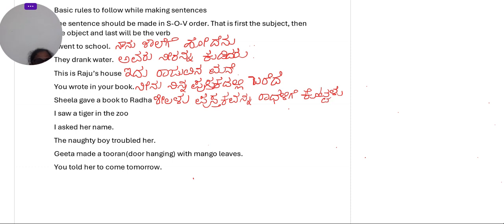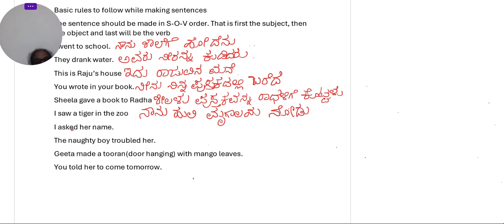Today let us look at these sentences. I saw a tiger in the zoo. Now let us break it down as SOV. So I is the subject. We write that as Nanu. Then tiger is the object, huli. And in the zoo, so we will write zoo here, Mrugalaya. The verb is saw, so first we will write it in its basic form, which is see, which is nodu.